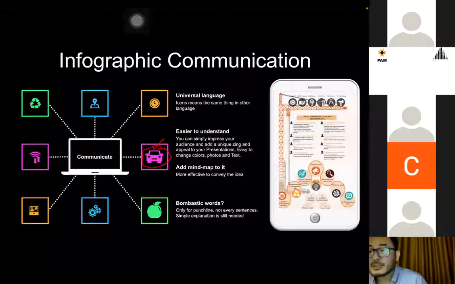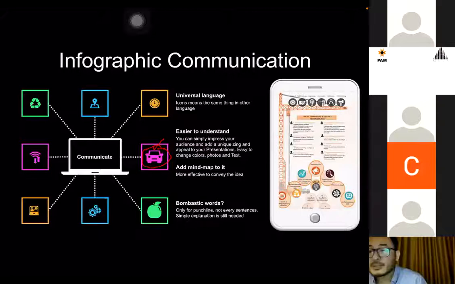You simply impress your audience and at the same time add a unique zing to appeal in your presentation. Easy to change colors and photos and text. So it is actually helping you and also the examiners and lecturers to understand your idea. And then add a mind map to it. It becomes a lot better to effectively tell your ideas and reduce bombastic words. You can use bombastic words, but only for a certain punchline, not every sentence.